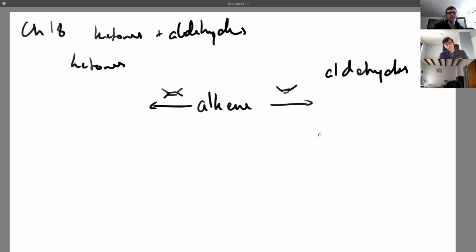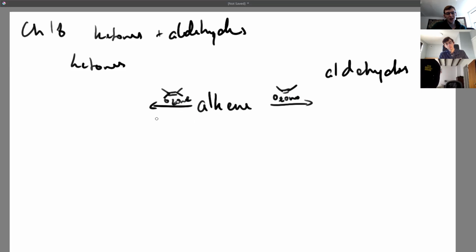For aldehydes, couldn't you do ozonolysis? Yes. You could do the same for ketones too. Okay. So ozonolysis is one of the really powerful tools we have to make ketones or aldehydes. Good.